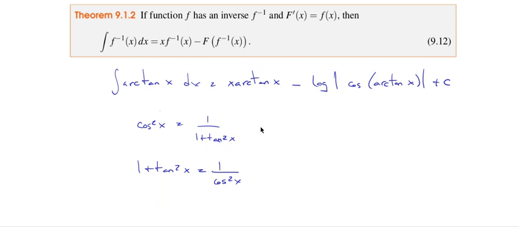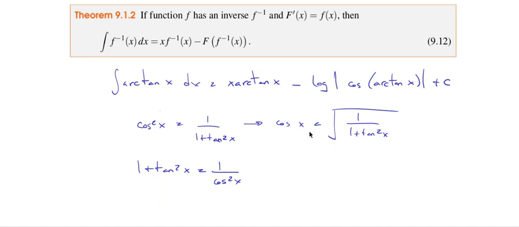So then the cosine is just the square root of 1 divided by 1 plus the tangent squared. So the logarithm of the cosine of the arctangent is going to be the logarithm of the square root of 1 over 1 plus the tangent squared of the arctangent of x.